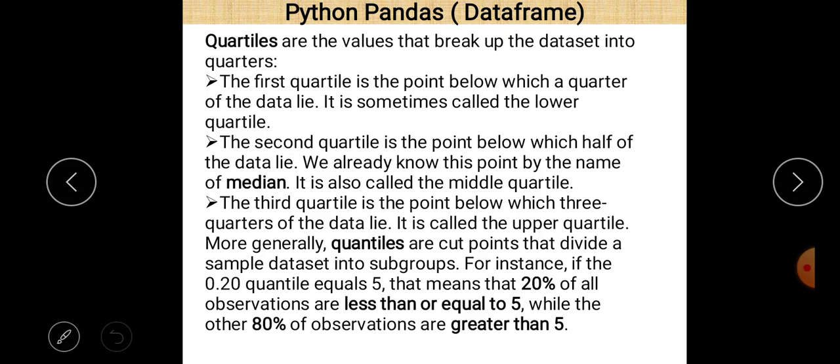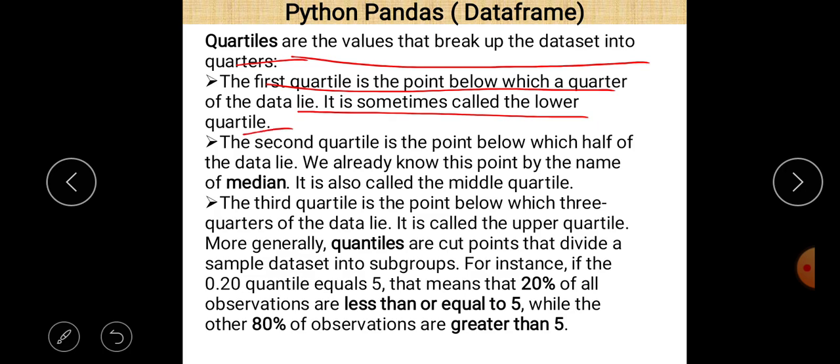What is the quartile? Quartiles are the values that break up the dataset into quarters. The first quartile is the point below which a quarter of the data lies. It is sometimes also called the lower quartile. And the second quartile is the point below which half of the data lies. We already know this point by the name of median. So it is also called the middle quartile. And the third quartile is the point below which 3/4 of the data lies. It is called the upper quartile.